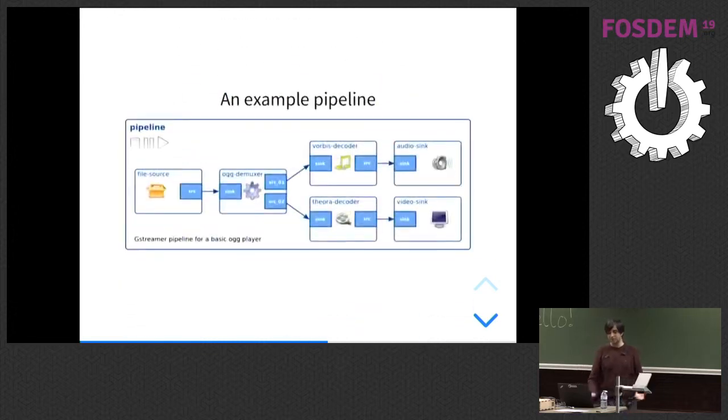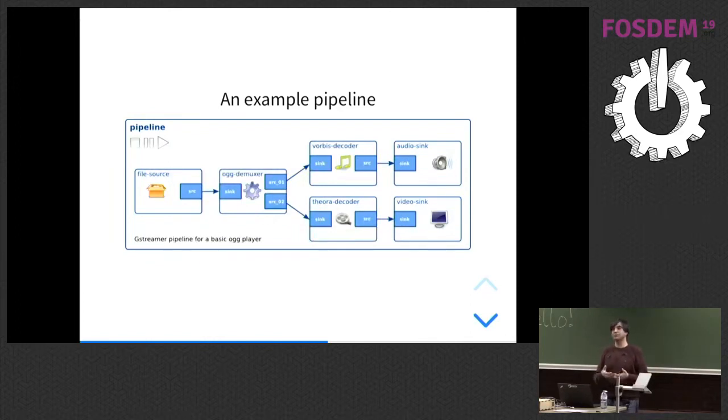A quick example is if you want to play an OGG video with Vorbis audio and Theora video in it. You will create a pipeline like that. Something to read from the source, which is in this case a file, so a file source. And then a demultiplexer, which demultiplexes the video and audio parts and gives them to two different decoders, and then they go to the sink to be played, audio and video sink, whichever it is in this case.